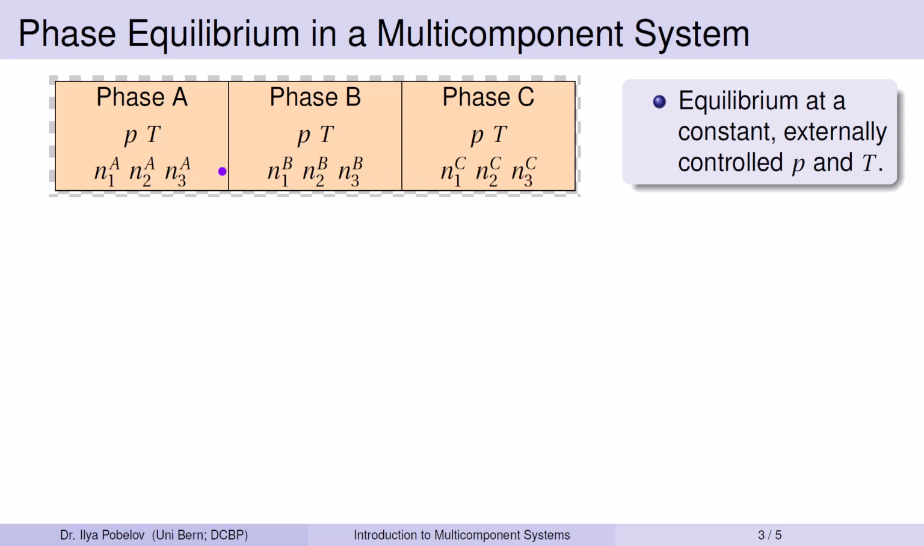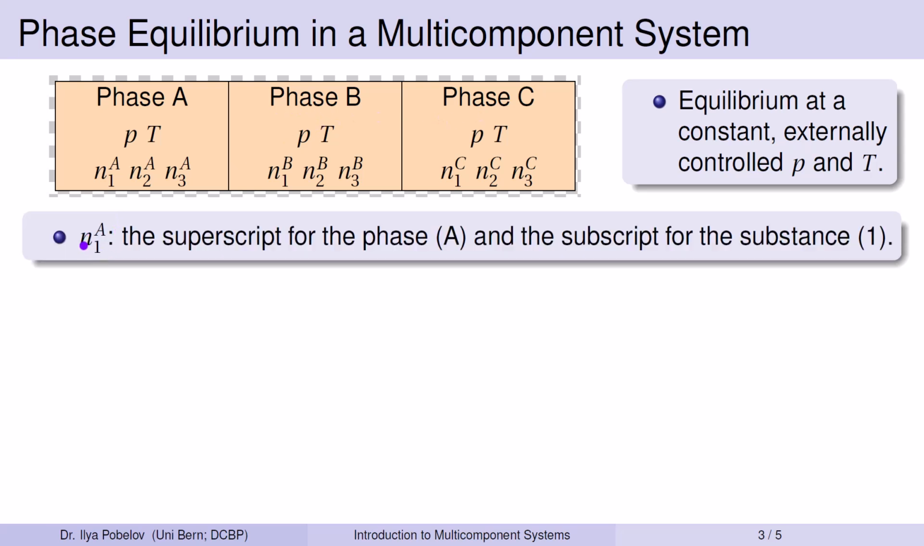The figure demonstrates it for three substances across three phases, A, B, and C. Each amount is denoted with a superscript indicating the phase and a subscript representing the substance. This is a typical nomenclature for physical quantities describing systems with multiple mixed phases.